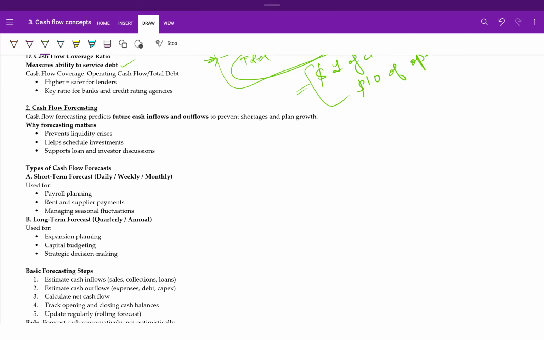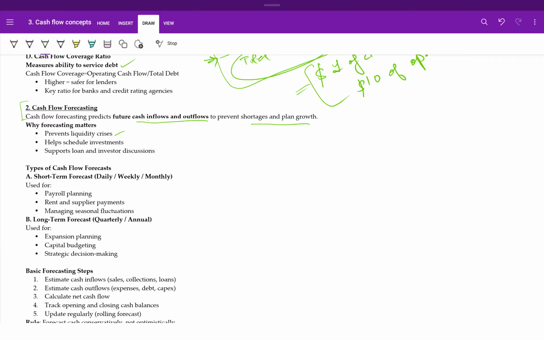Okay. So cash flow forecasting predicts future cash flows, inflows and outflows both. Its main purpose is to prevent cash shortages and plan growth effectively. So when we talk about why it matters and why it's important, understand that cash flow forecasting is important because it prevents liquidity crisis by identifying shortages in advance.